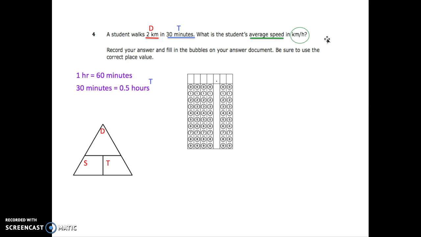We need to use our STD triangle to set this up. Using your D of 2 kilometers and your T of 30 minutes. But remember, we changed 30 minutes to 0.5 hours. So when you enter it into your triangle, use 0.5. And don't forget, top and bottom divide, side by side multiply. Go ahead and work with your partner to solve these 3 problems. Good luck.